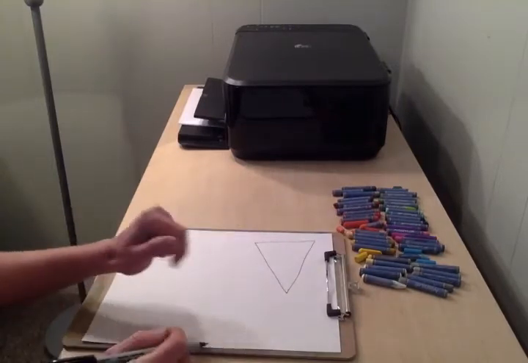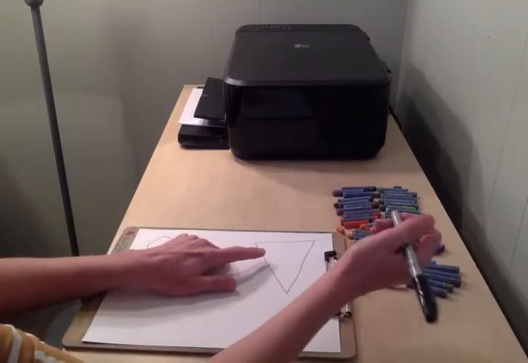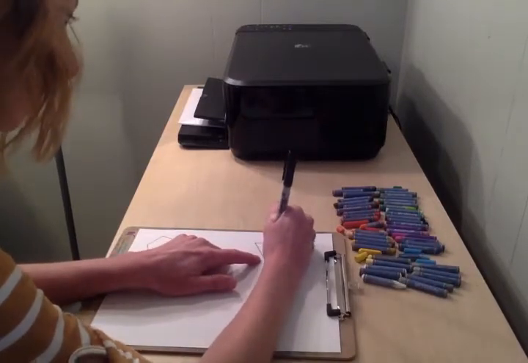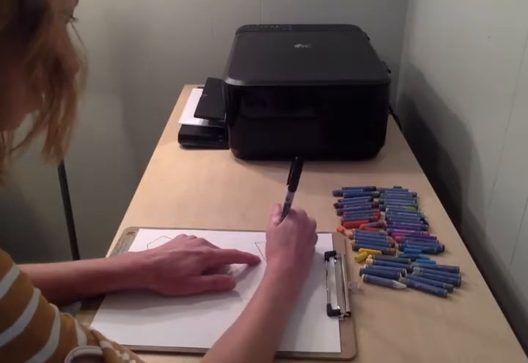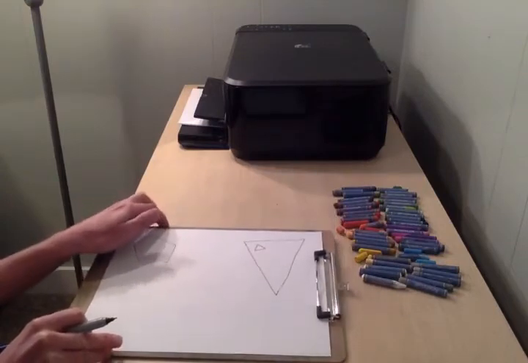Inside this triangle, we're going to draw 3 types of triangles. So first is equilateral. So all 3 sides will be exactly the same length, or at least do the best we can. So there's our equilateral triangle.